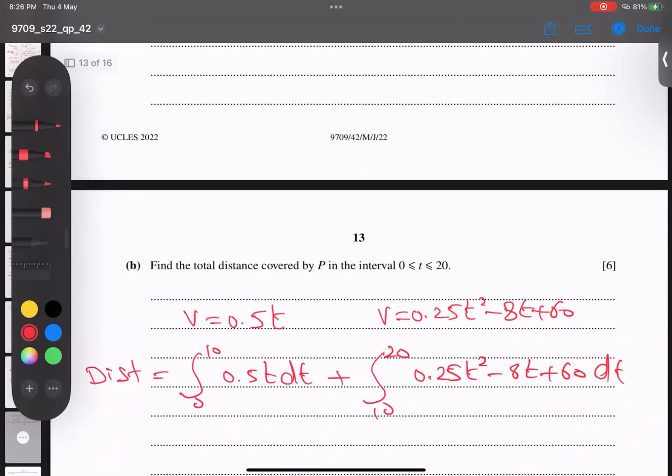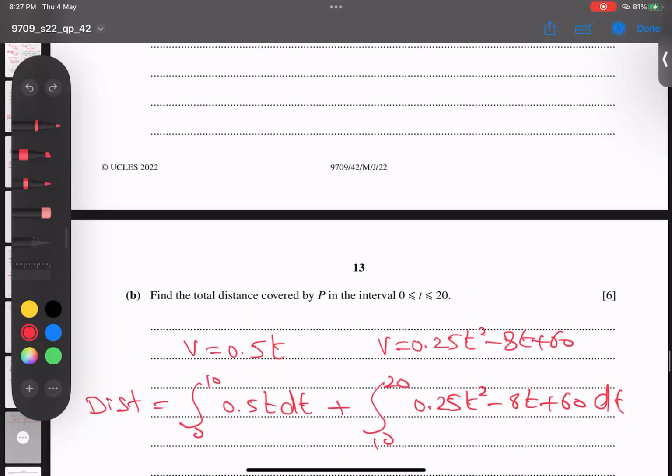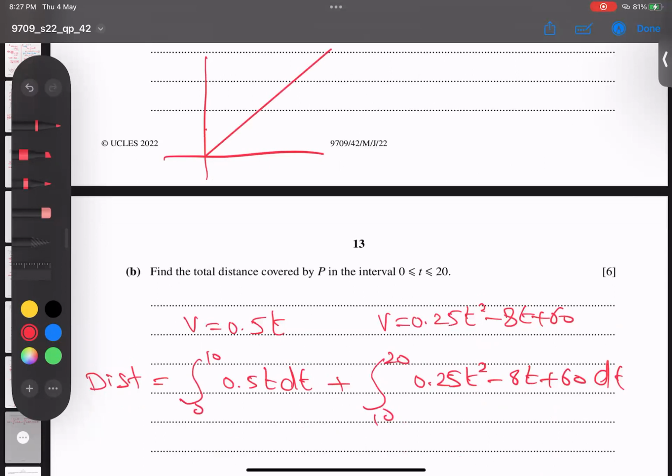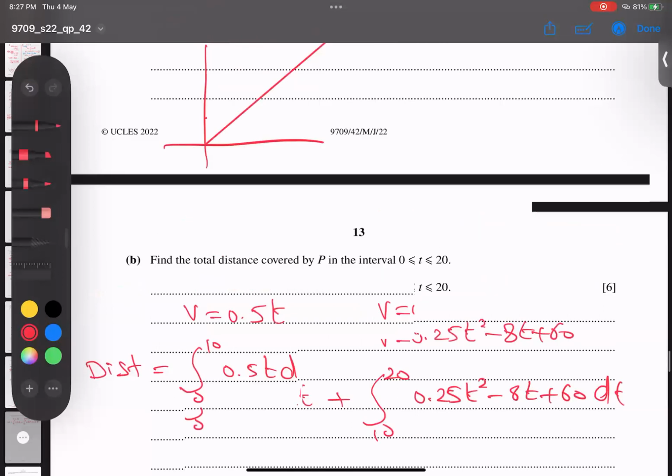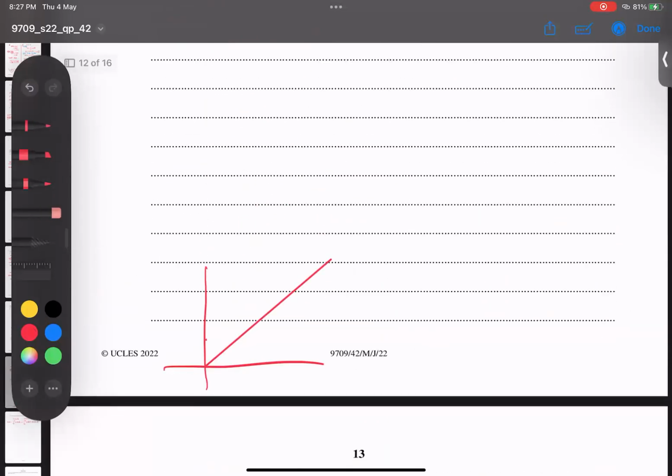Using a technique, I just draw. The first part is 0 to 10. It is a straight line, wholly above the x-axis, so there is no issue. But the second equation, if we check carefully, from 10 till 20, this full area lies below. That is why I will first put velocity 0, so I will use this area for that reason.